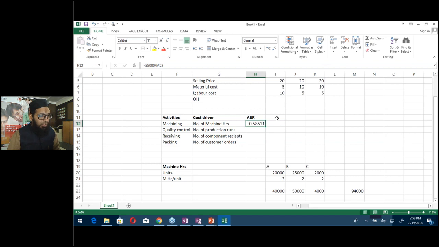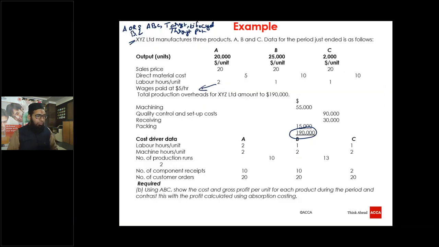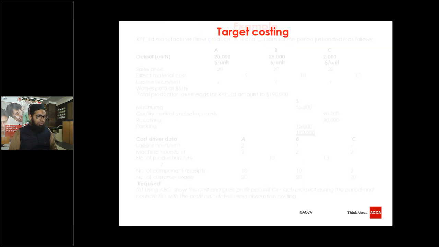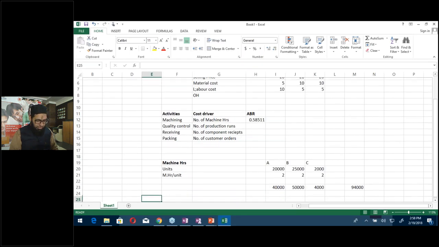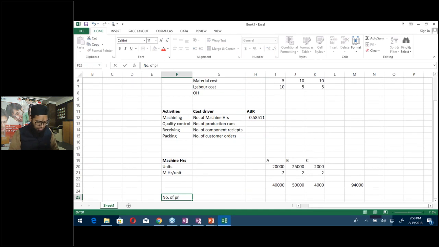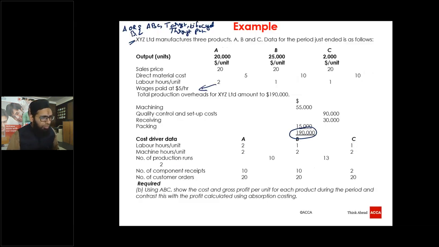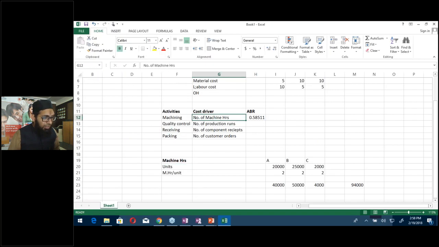Now, similarly, we can calculate the quality control cost, but for quality control cost, I will be requiring the number of production runs. No, I don't need to calculate it, it is very simple. The number of production runs are 10 for A, 13 for B, and 2 for C. So the total will be 25. So quality control cost will be equal 90,000 divided by 25. So it is 3,600.